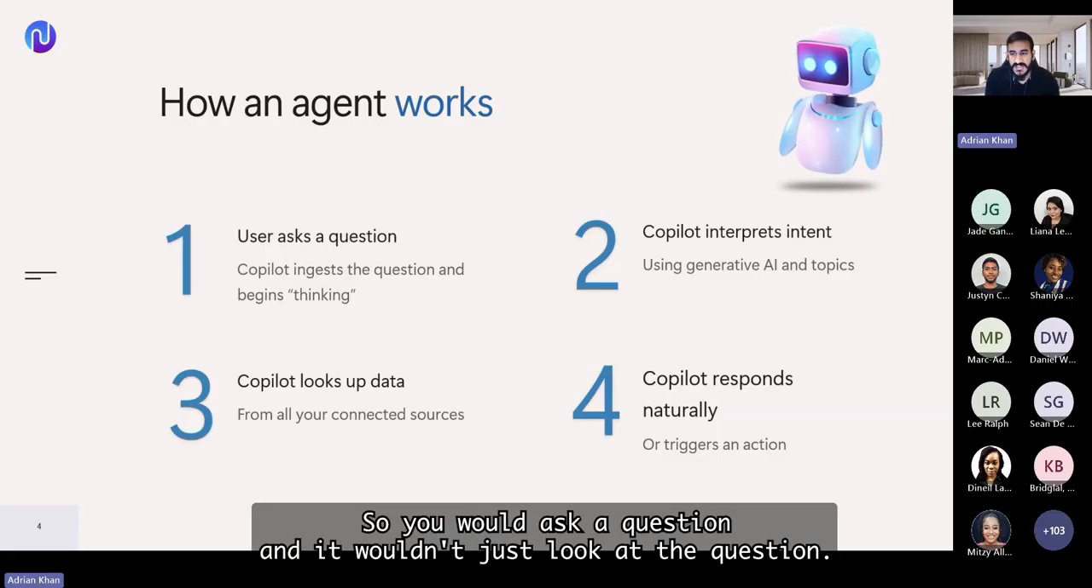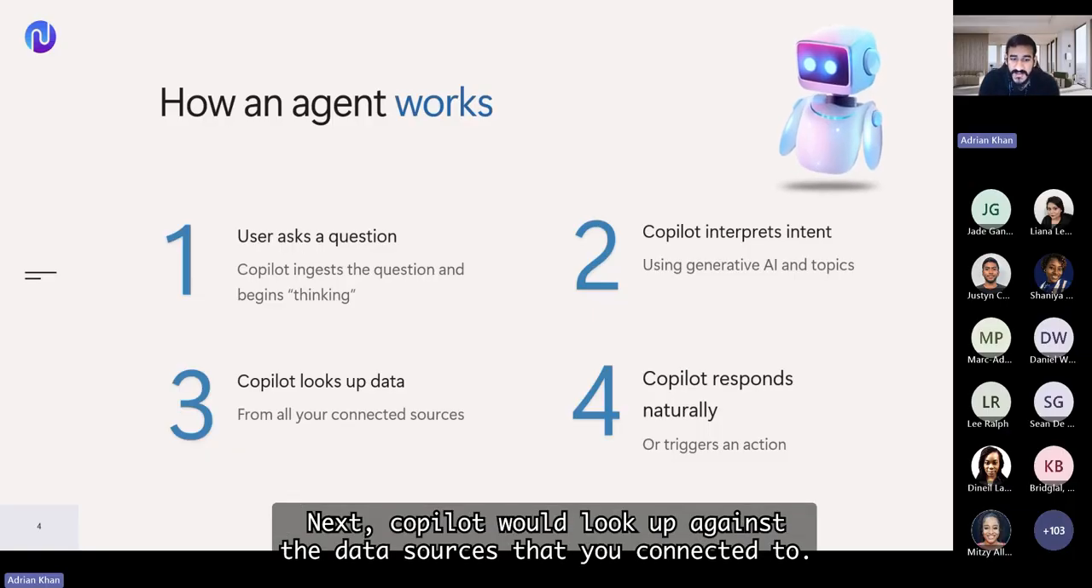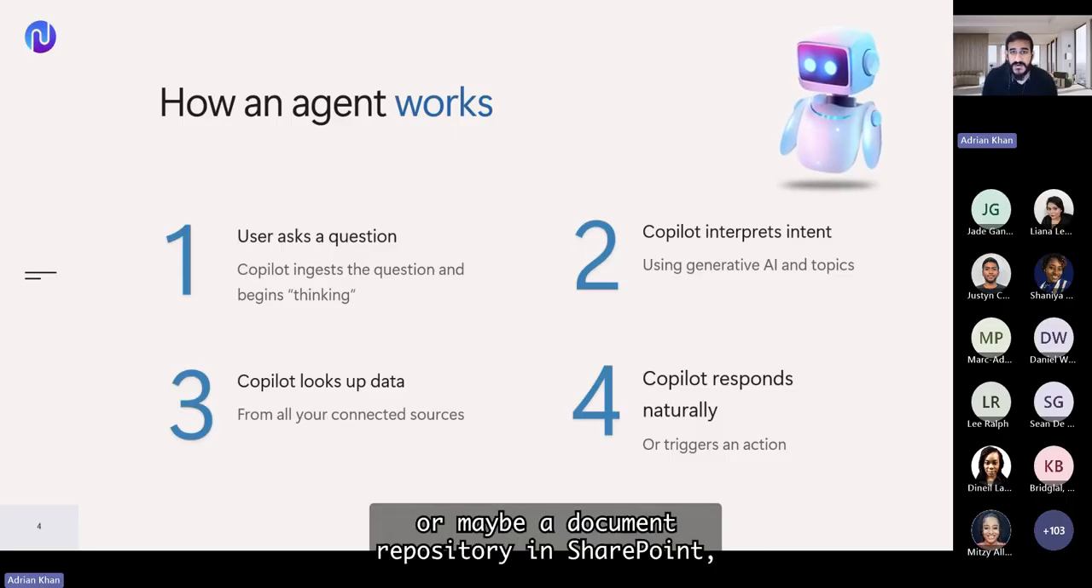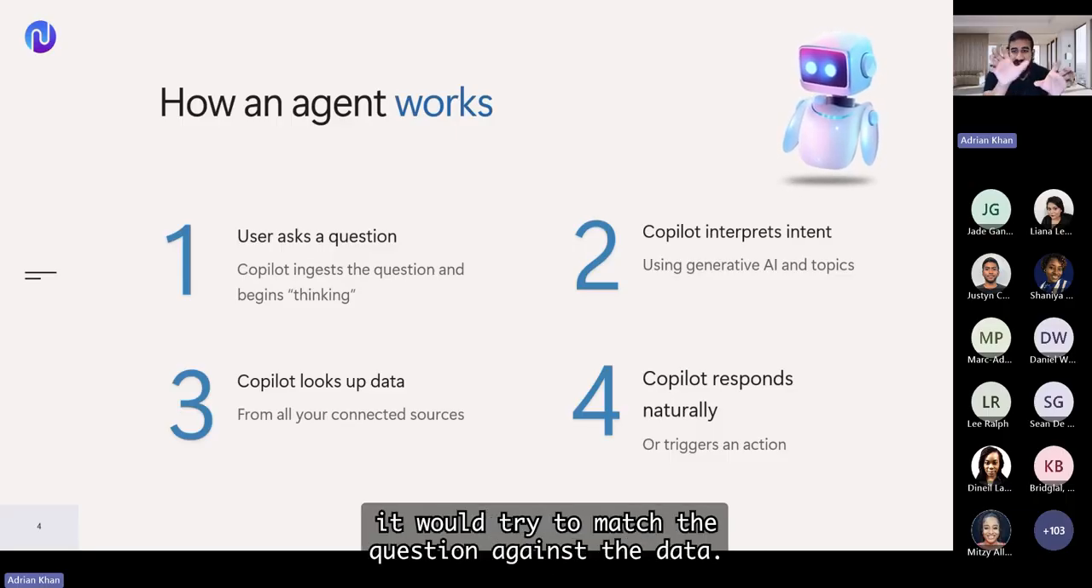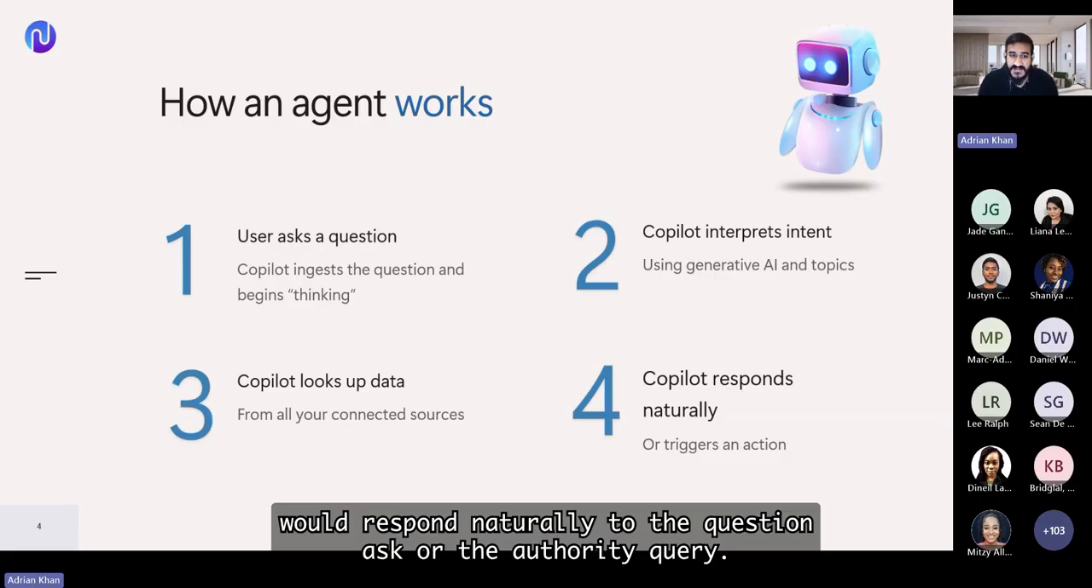So you would ask the question and it wouldn't just look at the question, it would try to figure out the intent behind it using generative AI and topics. Next, Copilot would look up against the data sources that you connected to. So whether that be a database somewhere or a public website or maybe a document repository in SharePoint, it would try to match the question against the data. And then finally, Copilot would respond naturally to the question asked or to the query.